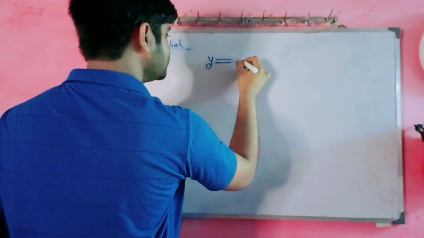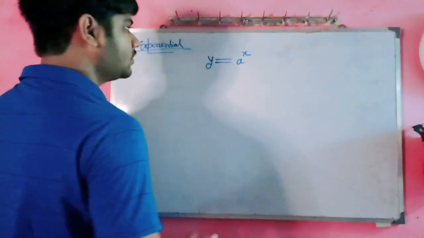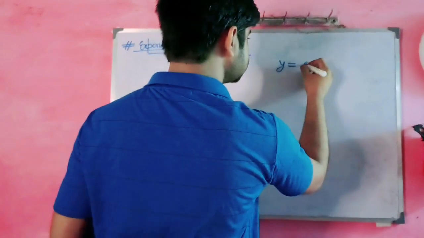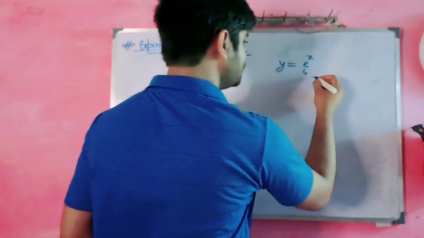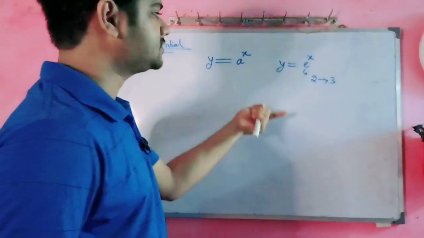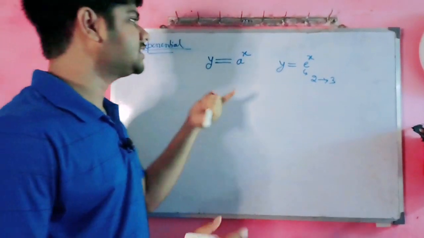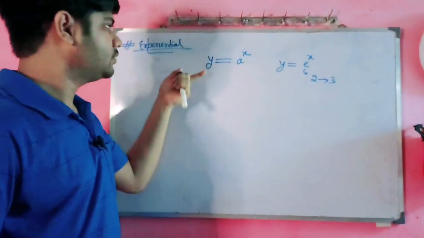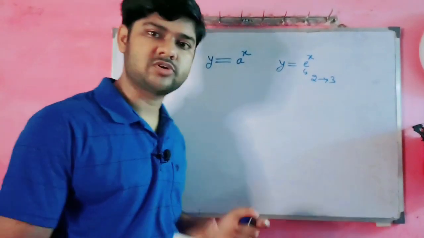Say y equals a raised to x, or we can say y equals e raised to x, where this e has a value from 2 to 3. The value of e lies between 2 and 3. But for any other value we can say y equals a raised to x, where a can be any positive integer.